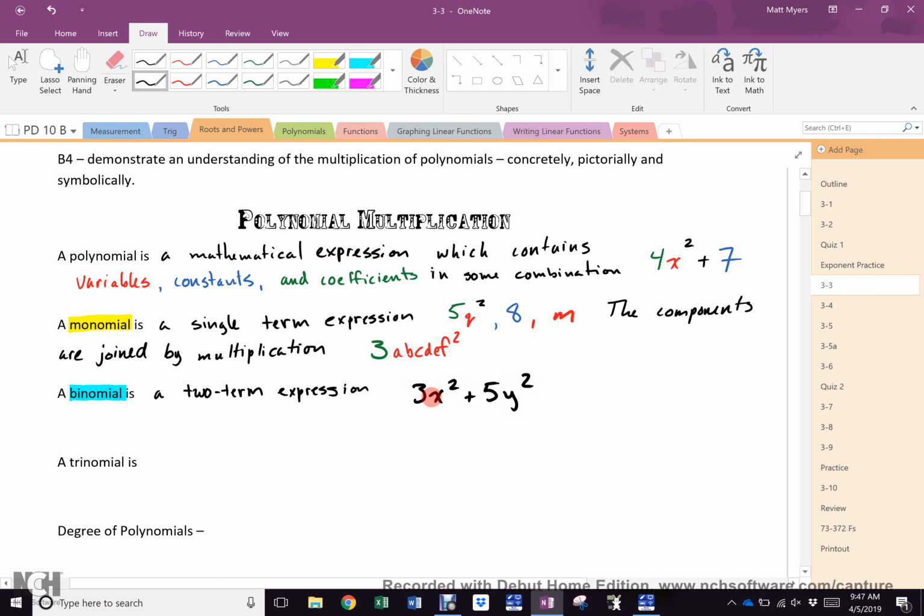3 is connected to the x by multiplication. X is connected to a second x by multiplication. So it's one term. Plus 5 is connected to the y by multiplication. Y is connected to a second y by multiplication. Second term. Right?